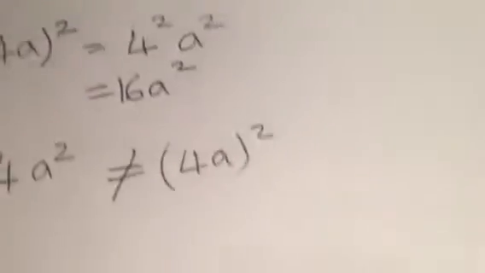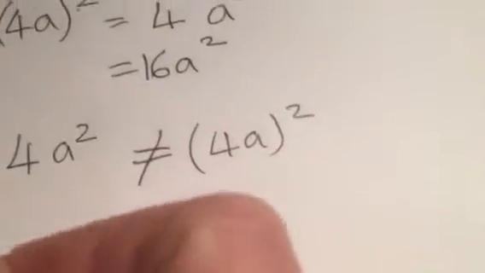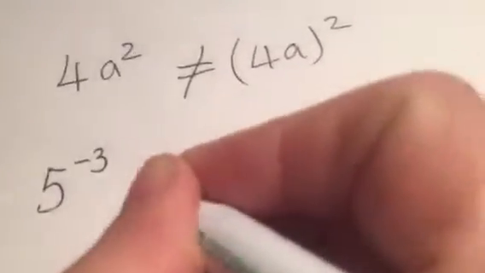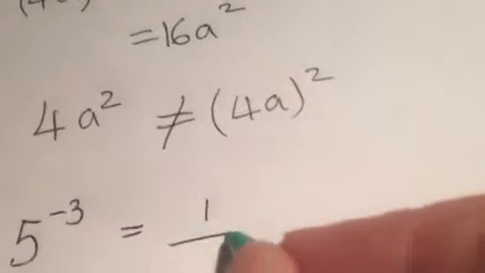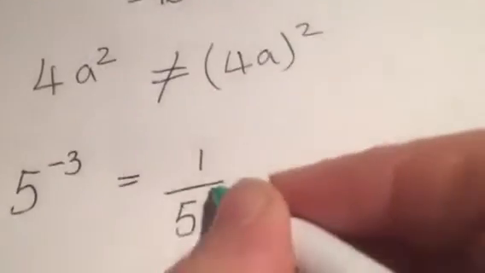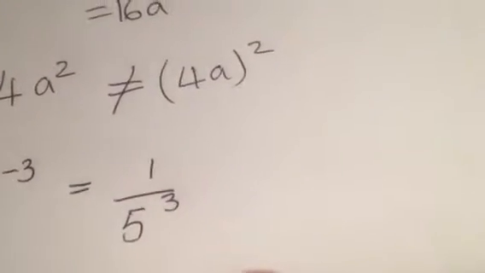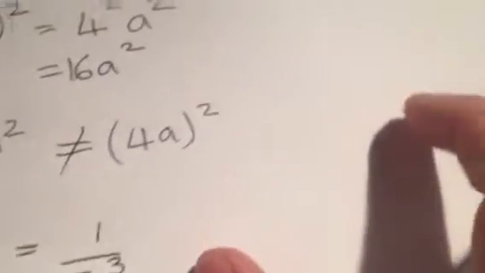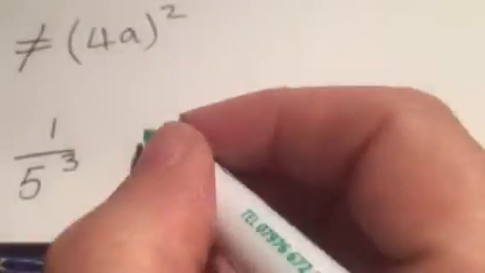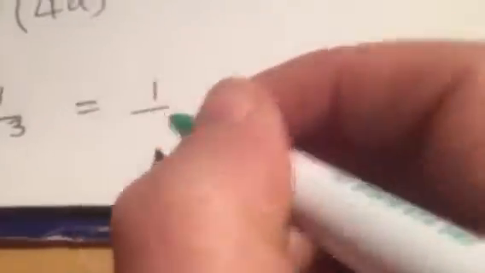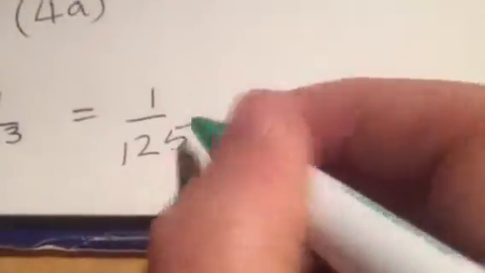Negative powers: if you have 5 to the power of minus 3, then it's 1 over. So 5 to the minus 3 is 1 over 5 cubed. 1 over 5 cubed is 1 over 125.